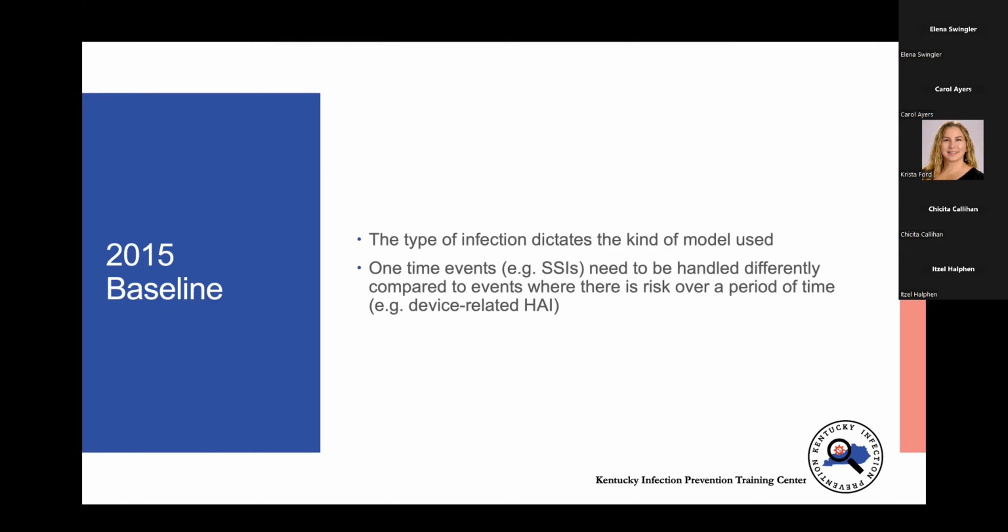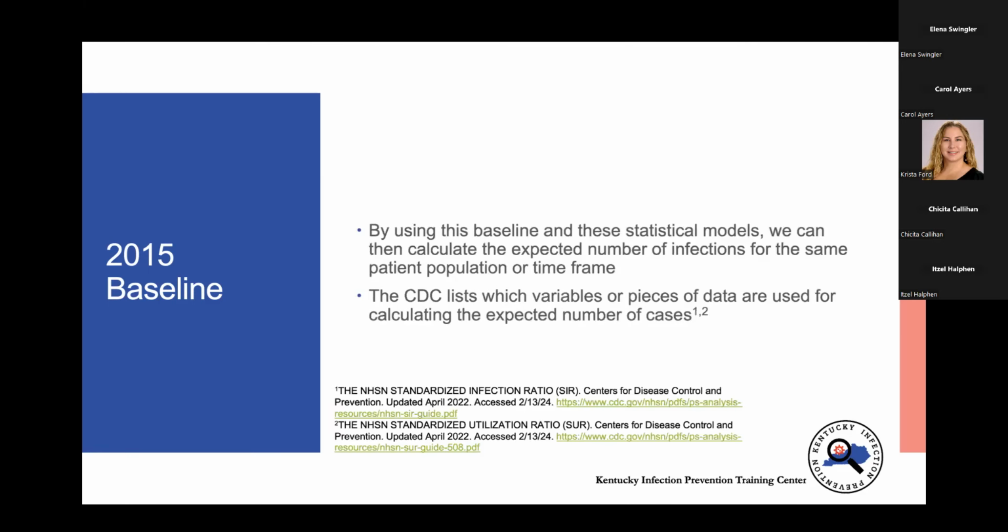So I'm not going to get too involved in what's happening behind the scenes because that would require a much longer presentation. But just know that there are different models that are made for different types of infections. And by using these baseline statistical models, we can then calculate the number of infections. And the CDC actually lists which variables or pieces of data are used when calculating the expected number of cases and also the expected number of device days for the utilization ratio. I have those linked here.